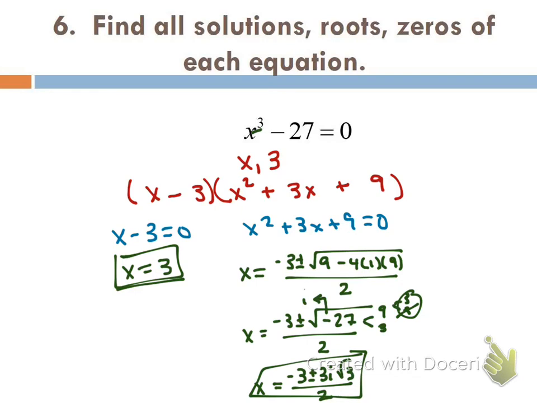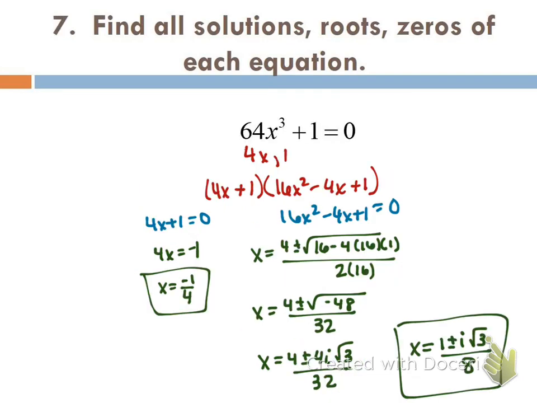Alright, just like before, I want you to pause right here and try number 7 on your own. Alright, you should have gotten negative 1/4 and 1 plus or minus i radical 3 over 8. So it factored into 4x plus 1 and 16x squared minus 4x plus 1. I solved the first one by setting it equal to 0 and solving for x. Solve the second one using the quadratic formula.